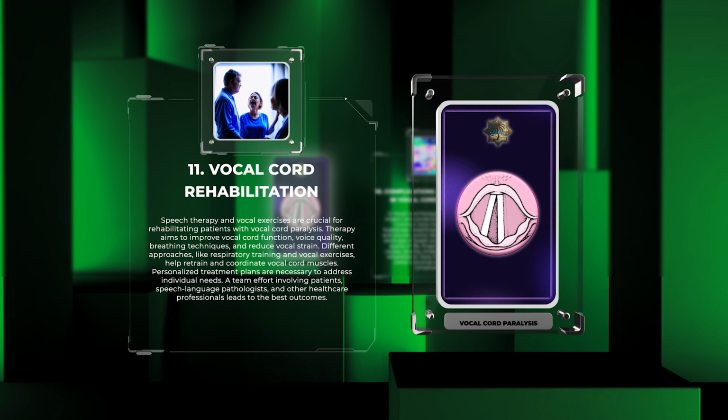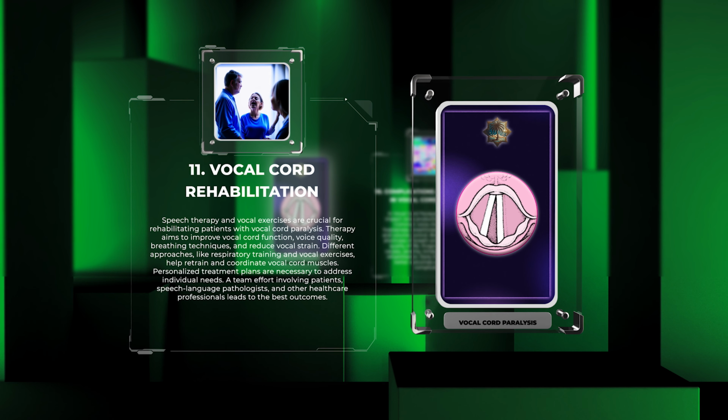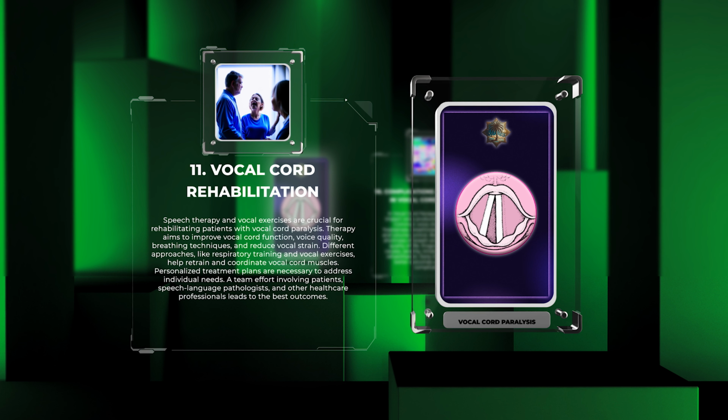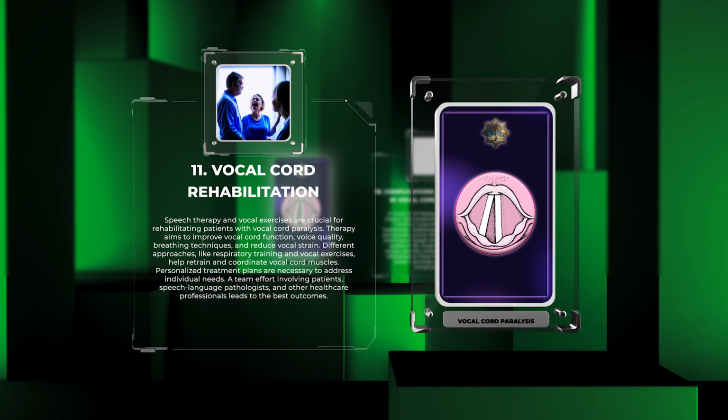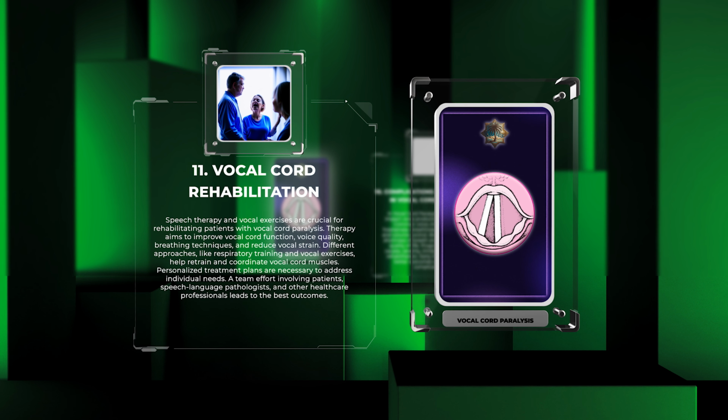Therapy aims to improve vocal cord function, voice quality, breathing techniques, and reduce vocal strain. Different approaches, like respiratory training and vocal exercises, help retrain and coordinate vocal cord muscles. Personalized treatment plans are necessary to address individual needs. A team effort involving patients, speech-language pathologists, and other healthcare professionals leads to the best outcomes.